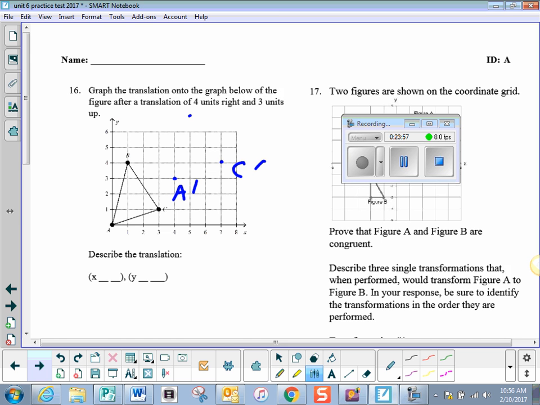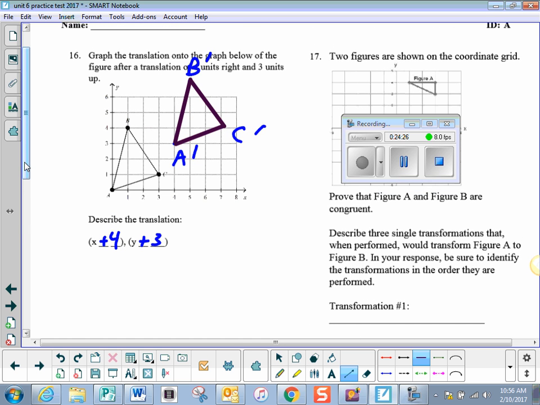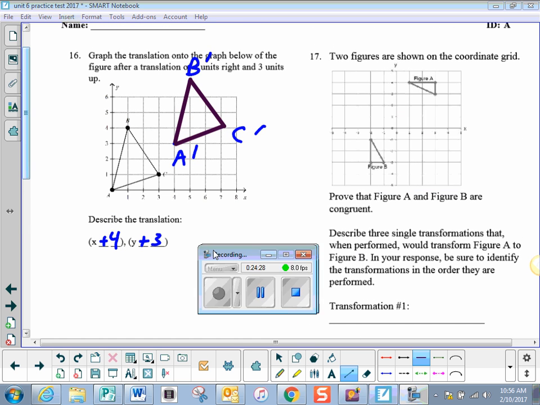Where's the padding paper? Okay, now I'm going to connect them. What is the rule if I go right 4, x plus 4? What is the rule if I do 3 units up, plus 3? Okay, let's connect them. Well, yeah, if it goes up, it's plus. Okay, I got it right.